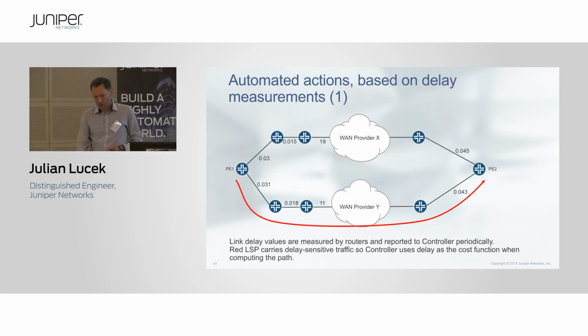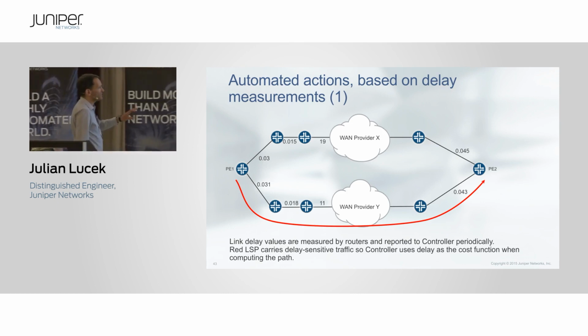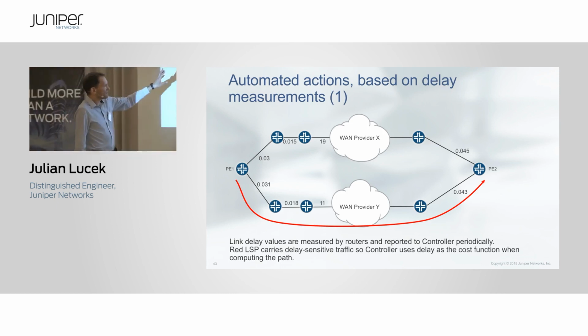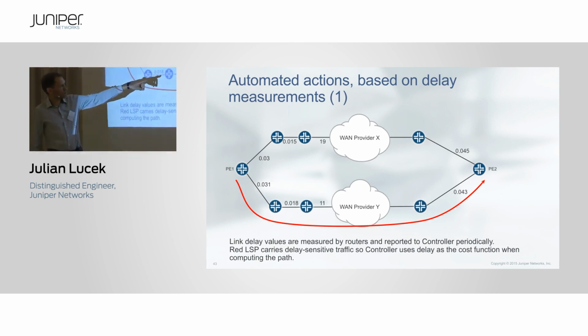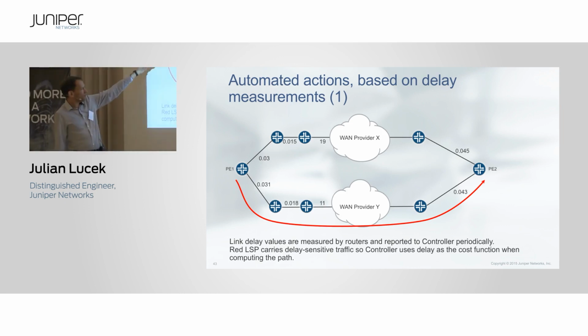Another use case based on delay. This comes up a lot, especially from people who run global networks. Perhaps they're renting transmission capacity from different WAN providers. And so suppose we've got this operator, they're renting capacity from one provider X, from one provider Y. They want the lowest possible latency LSP from PE1 to PE2, perhaps it's carrying sensitive market data traffic or something like that.